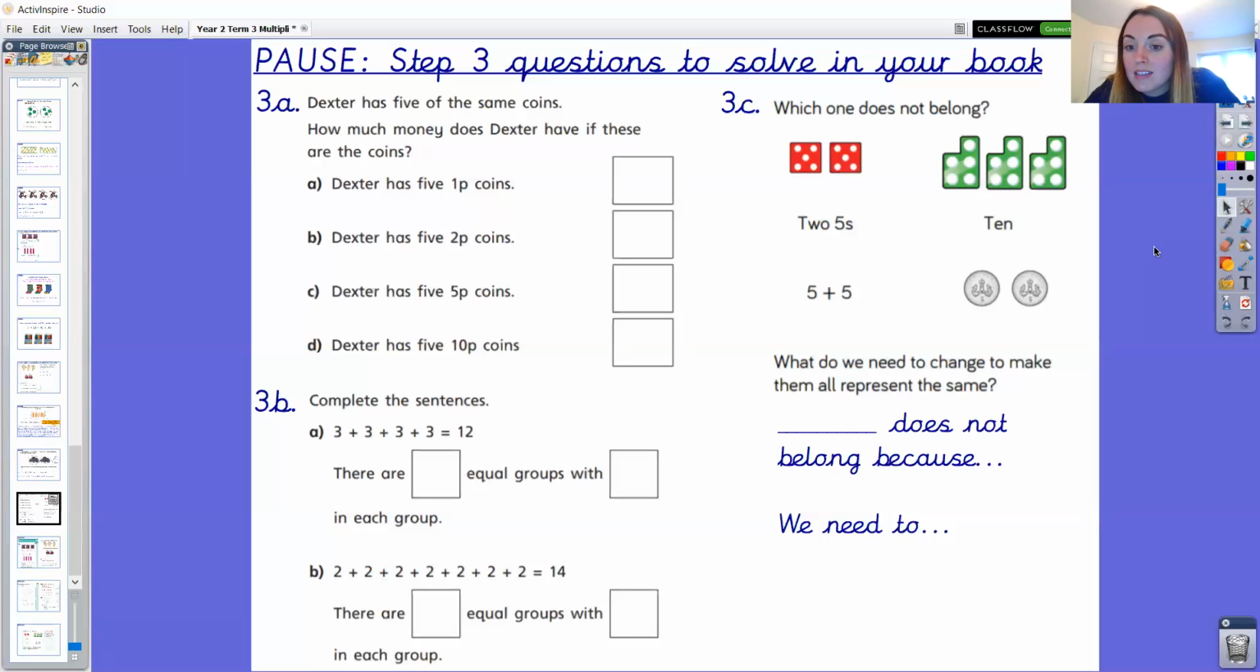So thinking about making the same whole. I've written 2 sentences here to help you with your explaining. So does not belong because we need to and explain. Brilliant. If you could pause the video here and complete step 3, that'd be amazing. Well done, Year 2.